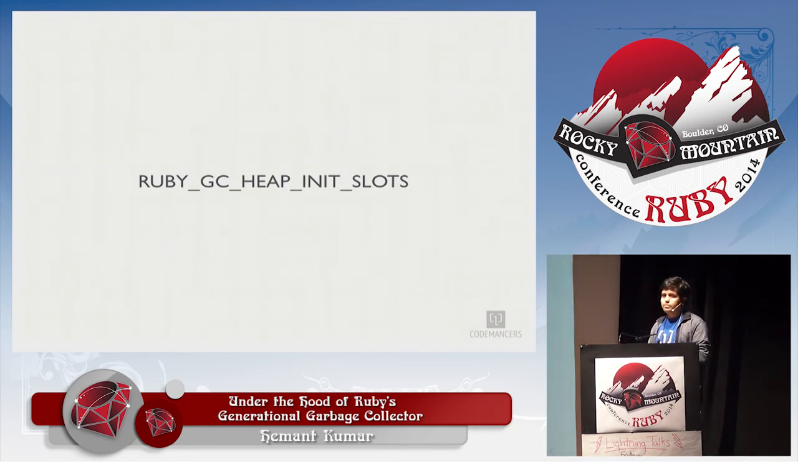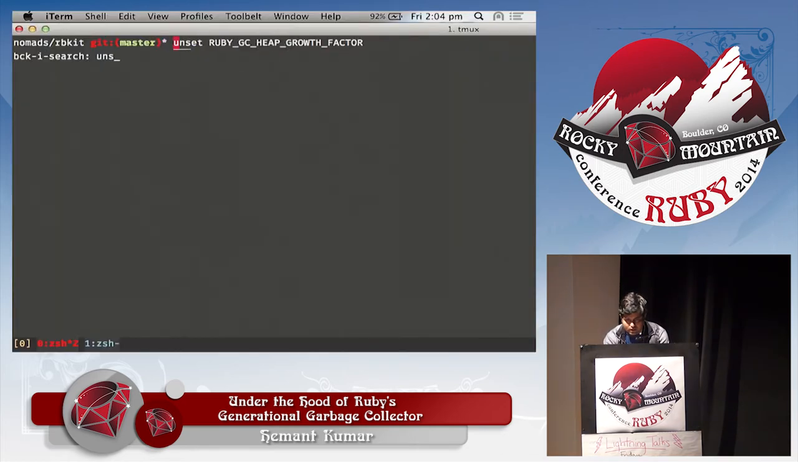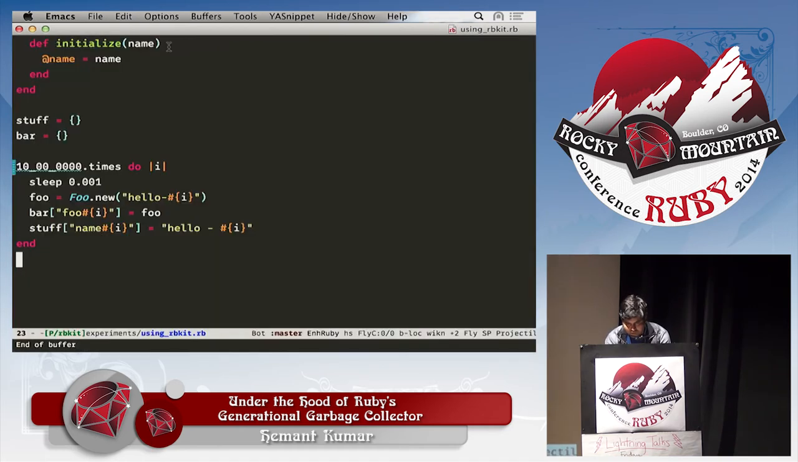The first one is a simple one, RUBY_GC_HEAP_INIT_SLOTS, the number of heap slots that Ruby starts with. The default value is small, and you can find values like 60,000 or 600,000 on blogs if you go read them. So I'm going to stop this, and the first thing I'm going to do is unset whatever I have set.